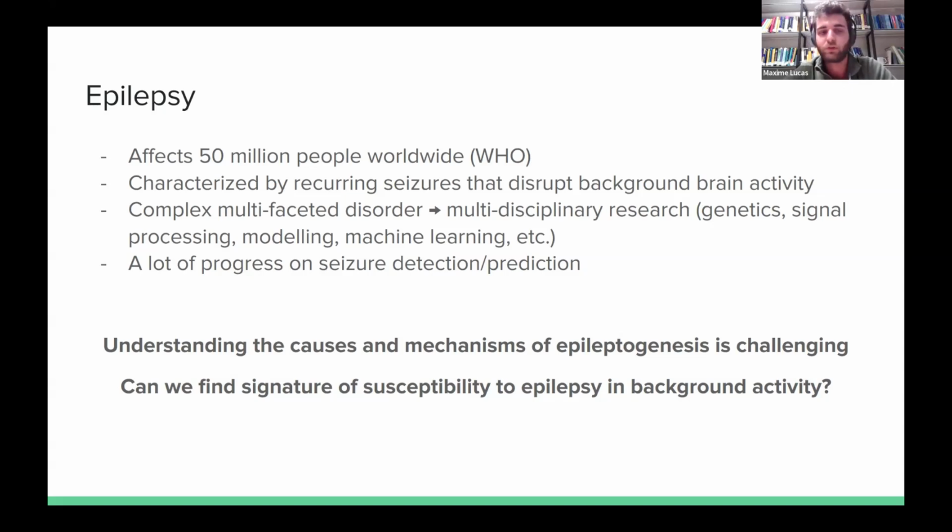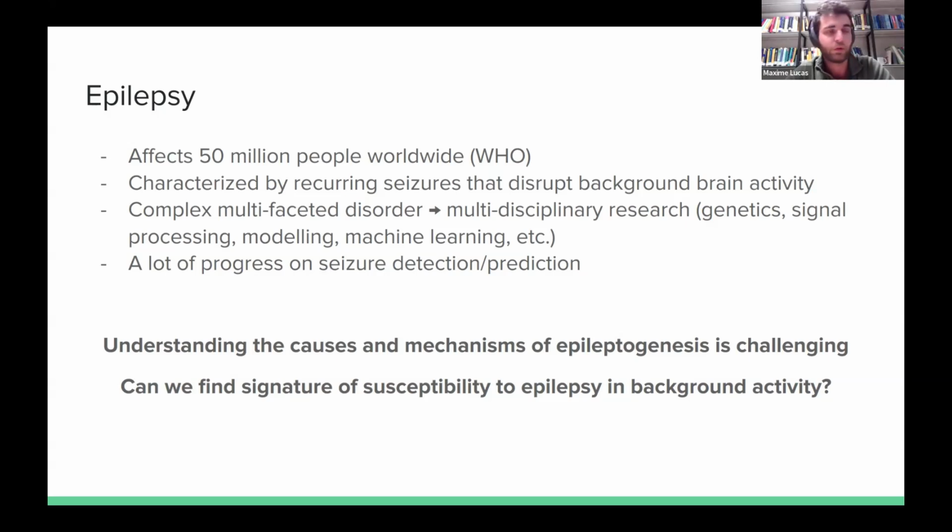And there's been a lot of progress, for example, on prediction and detection of seizures, so on a short time scale. For example, if you wear devices now that can record your brain activity 24/7, we can be alerted when a seizure starts, let's say, because it's detected automatically. Now, what is a bit more challenging is understanding the mechanism and the causes of epileptogenesis. So this is the development of this disorder before you've had any seizure. Why do you develop epilepsy?